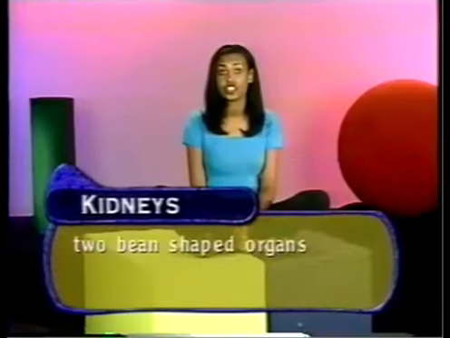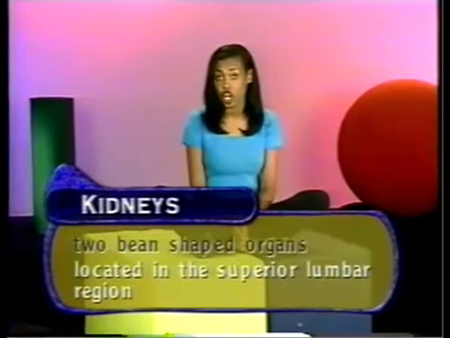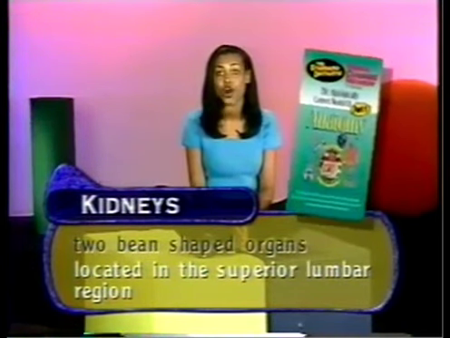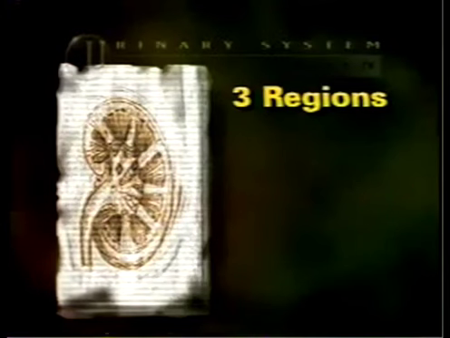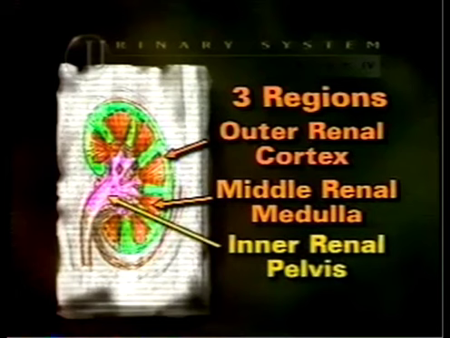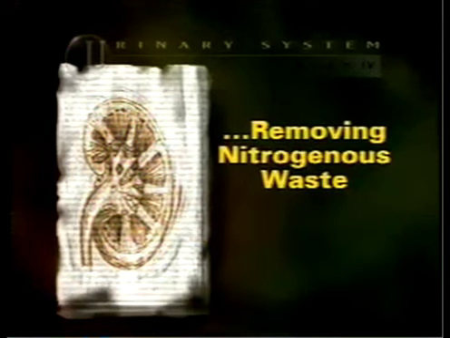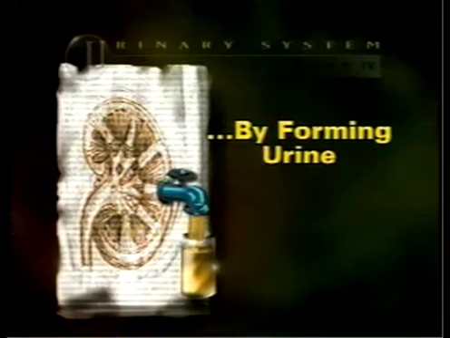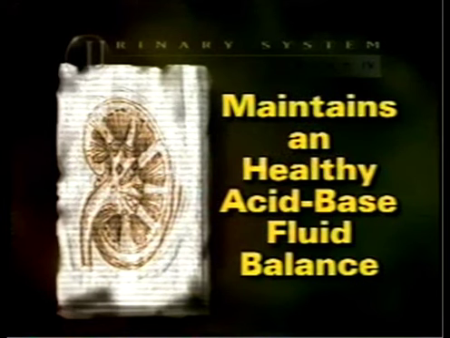The kidneys are two bean-shaped organs. They're located in the superior lumbar region, an area discussed in the Anatomically Correct World of Anatomy, Part 1. There are three regions in the kidney: the outer renal cortex, the middle renal medulla, and the inner renal pelvis. The kidneys are responsible for removing nitrogenous waste. That's waste that contains nitrogen. The kidneys remove these wastes by forming urine. This maintains a healthy acid-base fluid balance in the blood.